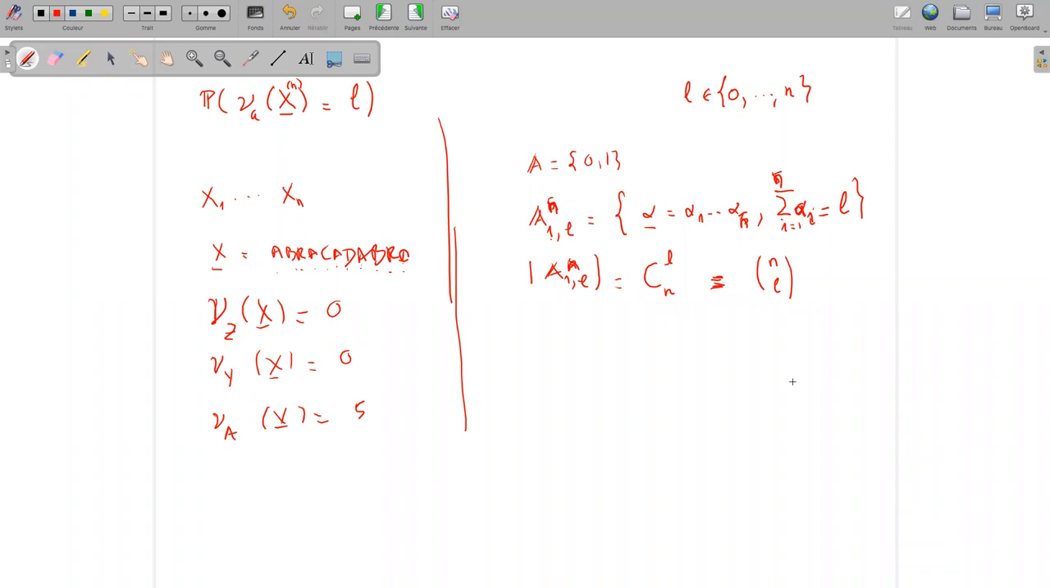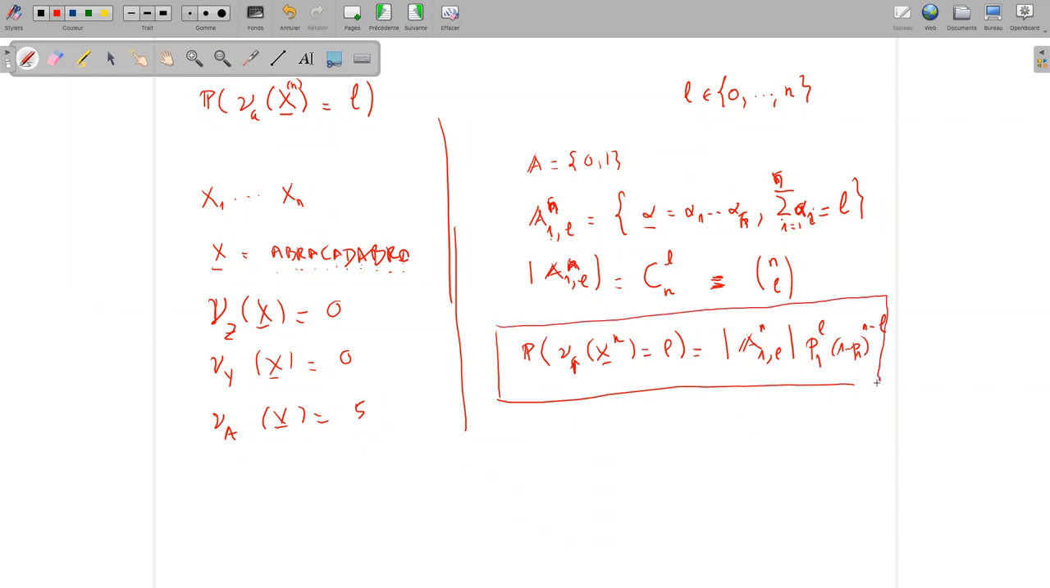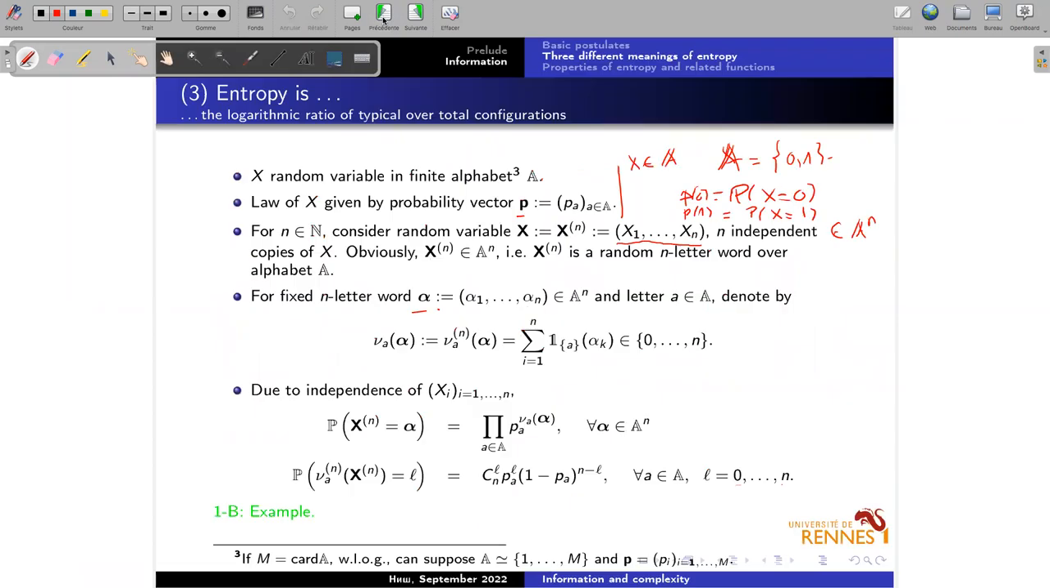So now I have finished, because the probability of having this number equal to L will be equal to the cardinality of this set, N choose L, and here will be P1 to the power L, and P0, but P0 is 1 minus P1, to the power N minus L. So I have computed completely, I have determined completely the law of this random variable. Is it okay? So this is the formula I have written here. Good.